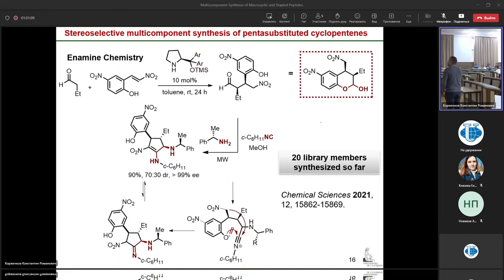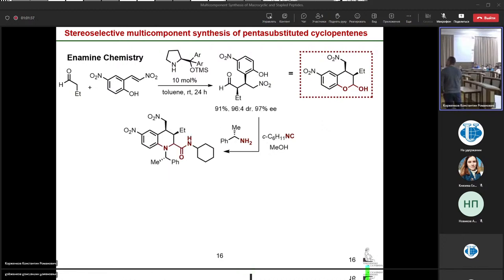Instead of forming here the six-member ring, because of the attack of the nitrophenol, here we have a second nucleophilic center. So we have the alpha position, the nitro group. See, so this nitro attacks the iminium ion, giving rise to this cyclopentene scaffold with the imine, which tautomerizes to form the enamine, okay? That is the reason why we obtain this type of scaffold and not the expected six-member heterocyclic rings, okay?